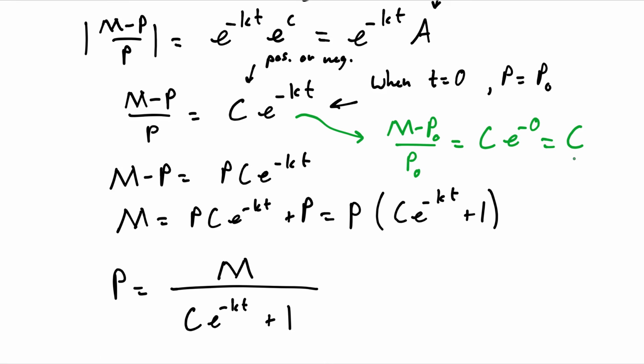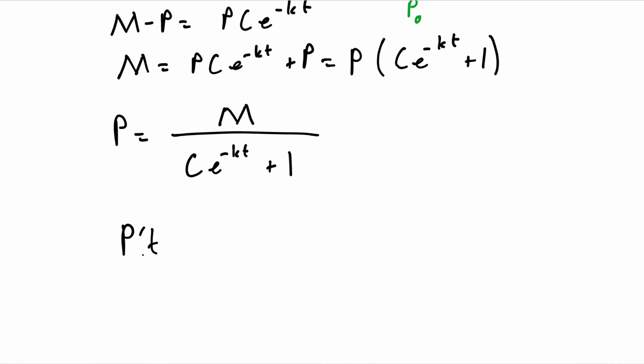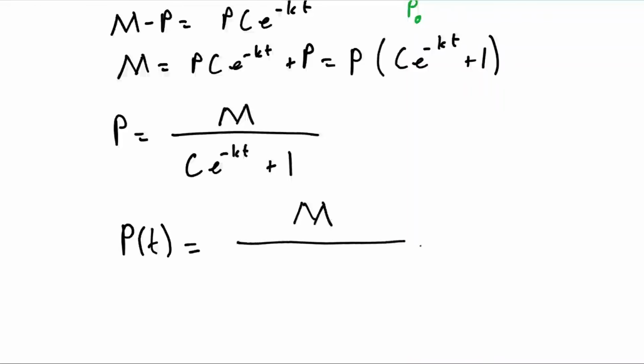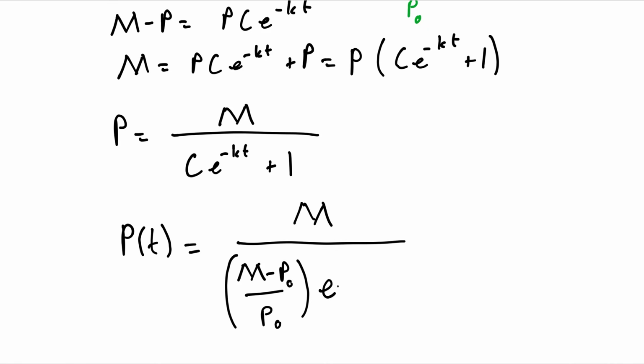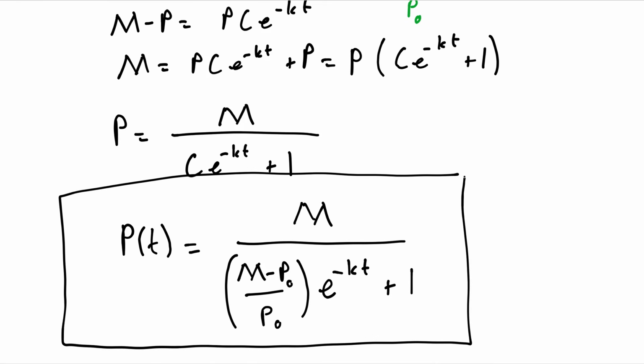In other words, for this logistic growth model, this constant C is the carrying capacity minus the initial population, divided by the initial population. So we can write the final function for the population as P of t is equal to the carrying capacity M divided by ((M minus P sub 0) divided by P sub 0, that's the constant C, times e to the negative kt plus 1). This is the solution to the logistic differential equation.